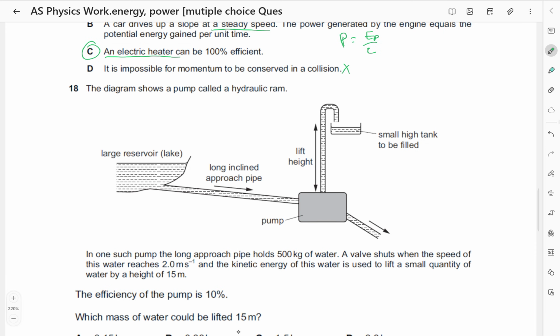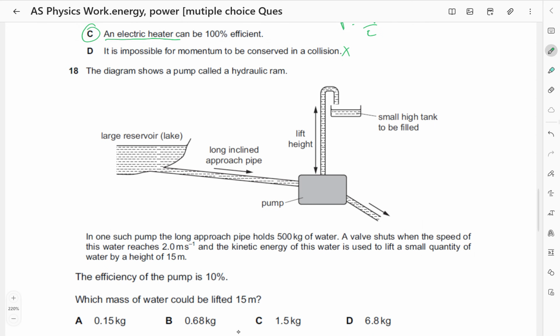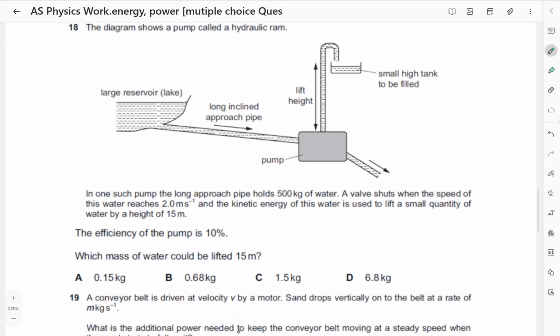The diagram shows a pump called a hydraulic ram. There is a large reservoir lake, long inclined approach pipe. There is a pump, there is a lift height, and a small high tank to be filled. In one such pump, the long approach pipe holds 500 kilograms of water. A valve shuts when the speed of this water reaches 2 meters per second, and the kinetic energy of the water is used to lift a small quantity of water by a height of 15 meters. The efficiency of the pump is 10%. Which mass of water could be lifted 15 meters high?